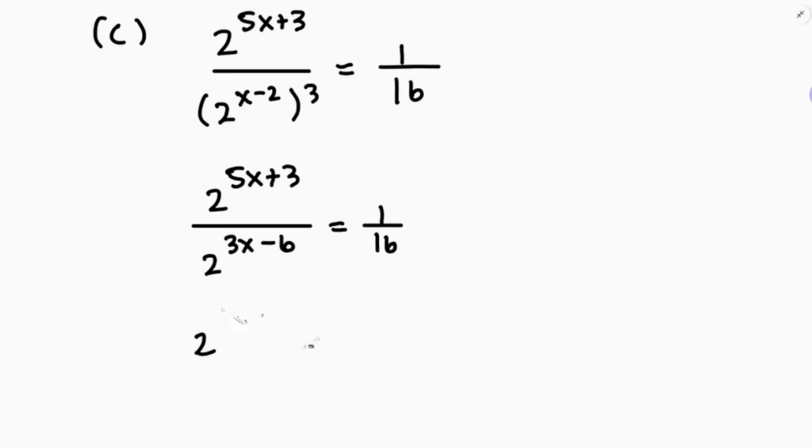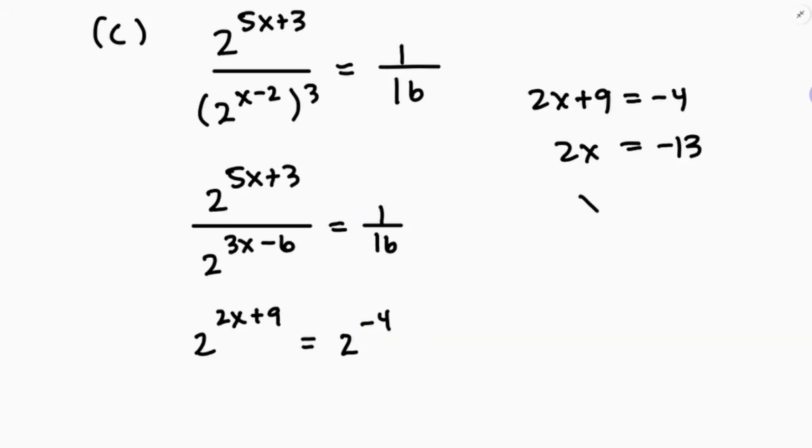1 over 16 is 2 to the negative 4th power, because 16 is 2 to the 4th in the denominator. That would be 2 to the negative 4 power. Now I'm going to equate the exponents. 2x plus 9 equals negative 4. Subtract 9. Divide by 2, get negative 13 divided by 2.